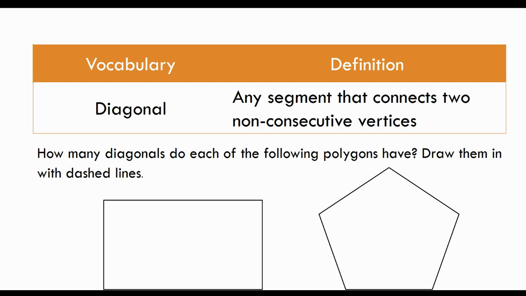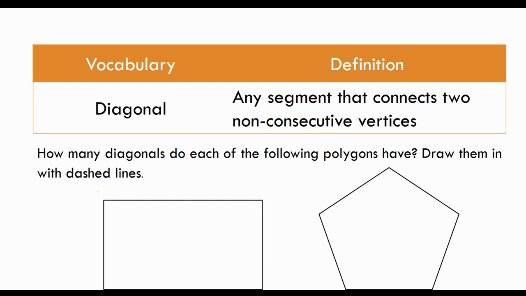So vertices means angles. So I can pick an angle, and then I just need to make sure that I don't have the angle right next to it, create a segment, because then that would technically be a side of the figure, not a diagonal. So if I look at these two pictures, it says how many diagonals do each of these polygons have? We're going to write them with a dashed line.